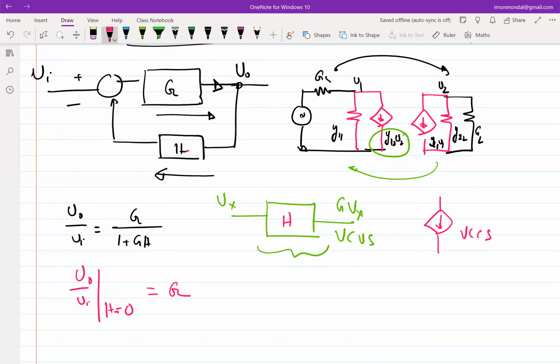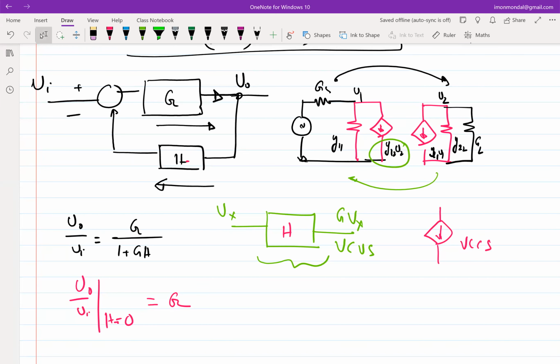So I'm saying that in the block diagram on the left, experimentally, I have to figure out what G is, because in the expression for V naught over Vi, G and H are embedded, right? I want to isolate them. So what should I do? I should set H to 0. Setting H to 0 is equivalent to saying that I am nulling the voltage controlled voltage source.